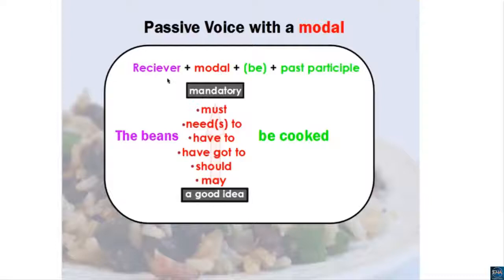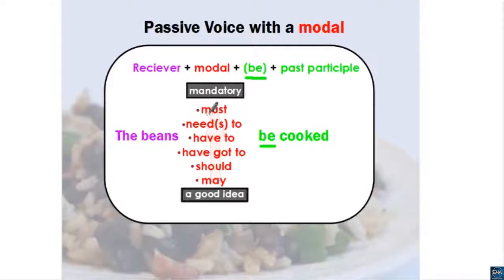But remember, the passive voice uses the receiver first, then the modal, then be and the past participle. Now, when I use a modal, I always use be, because after these modal verbs, we always use a base form verb. Always. So be is the base form verb. Okay? So, if I want to emphasize how important it is to cook the beans, I can say the beans must be cooked, or the beans need to be cooked. If it's a good idea, I can say, well, the beans should be cooked.